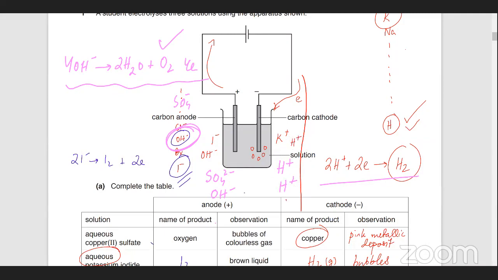Sulfuric acid: H plus 1 ions and SO4 minus 2 ions, and H plus 1 and OH ions coming from water as well.